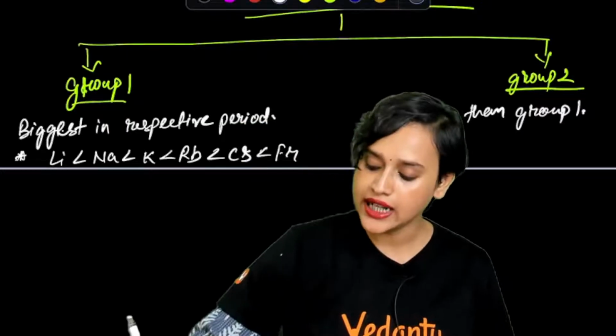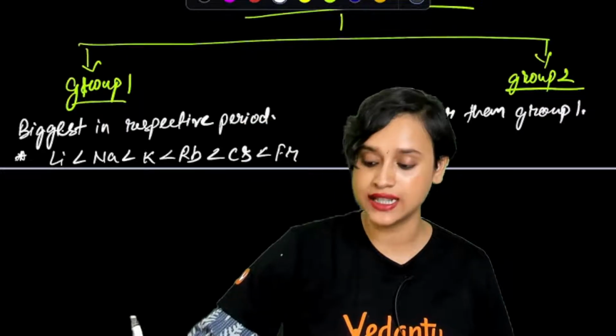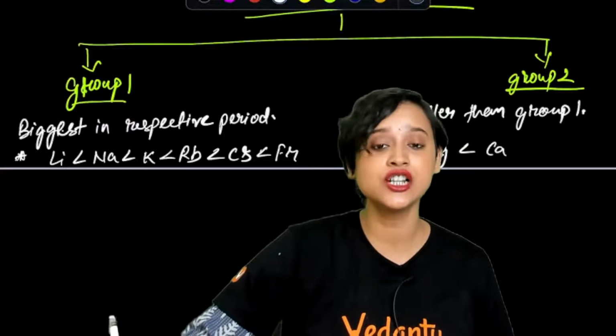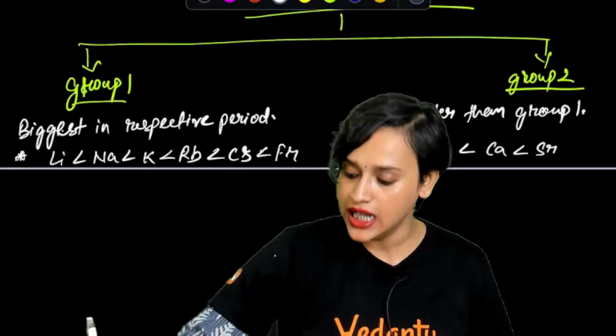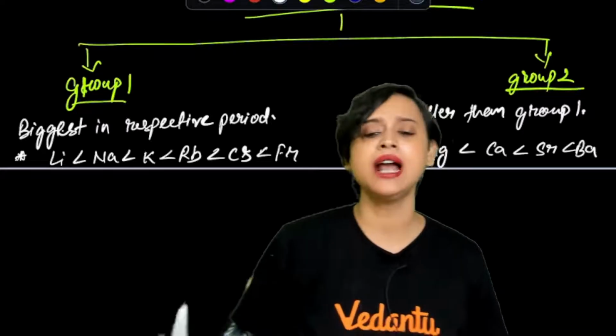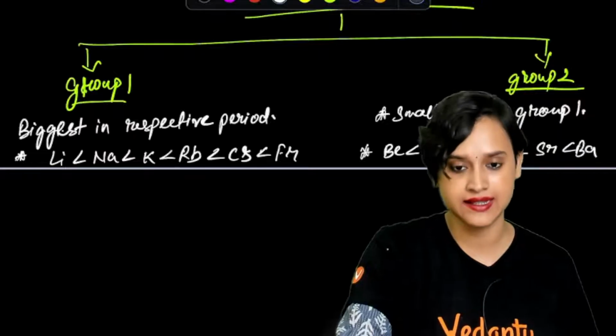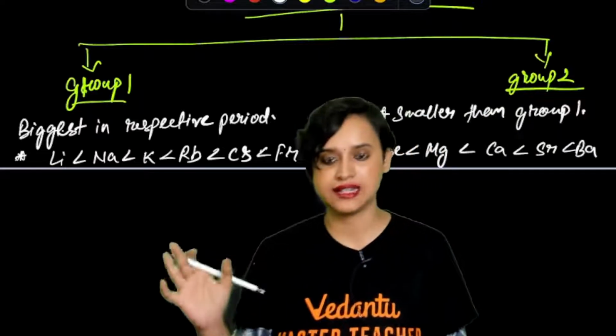And when we come to group 2, we see that beryllium, then we have magnesium, then calcium, then strontium, then barium, and finally obviously radium as well. Am I clear, guys? Is this making sense, everybody?